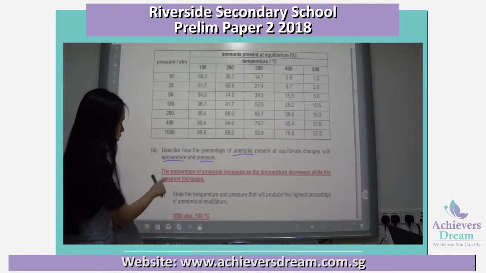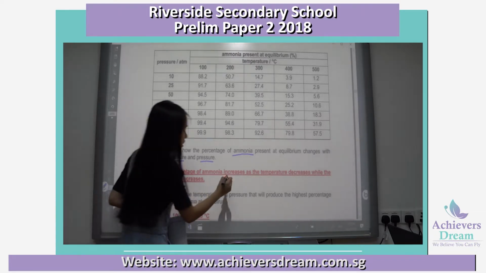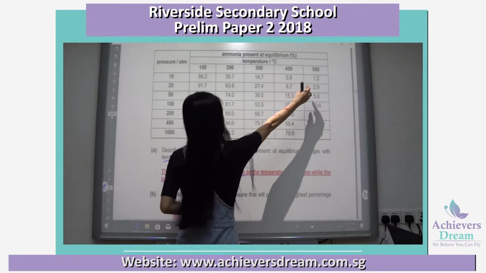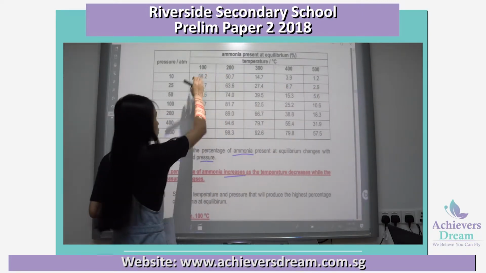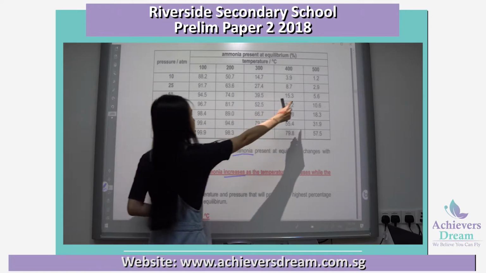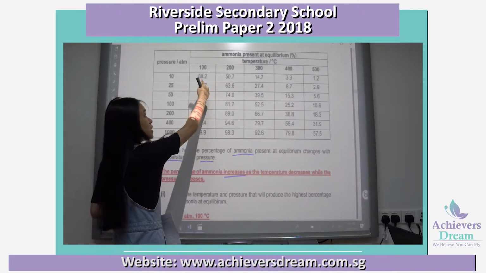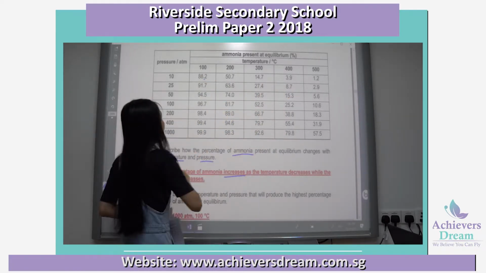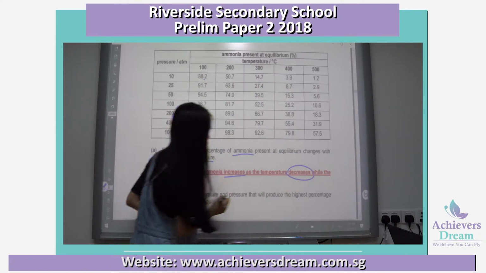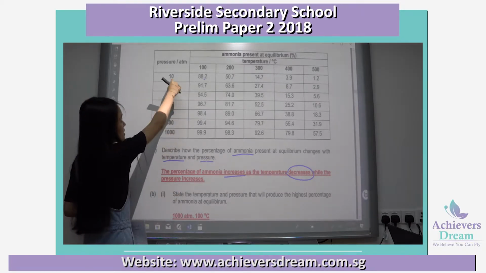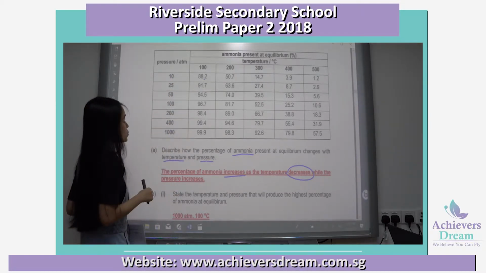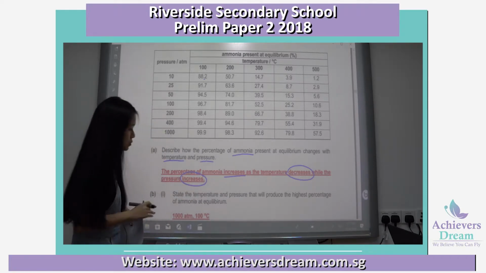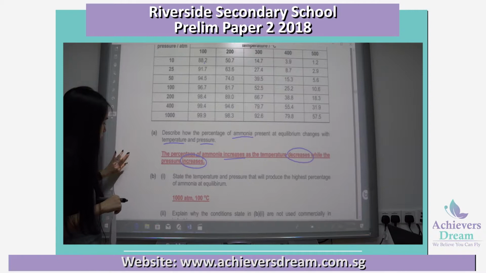So with that, let's take a look. The percentage of ammonia increases as the temperature decreases. From 500 all the way to 100 degrees Celsius, we notice that as the temperature decreases, the percentage of ammonia increases, correct? How about for the pressure? As the pressure increases, we also notice that the percentage of ammonia increases as well.